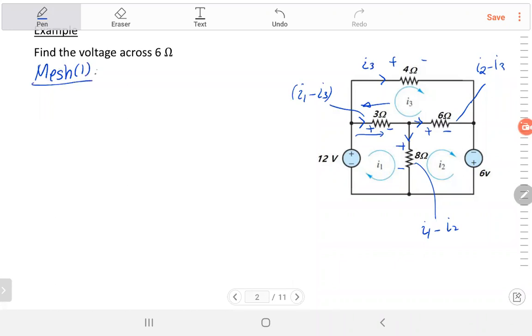Mesh 1 will write the Kirchhoff voltage law, as I explained in the simple one at the beginning of this lecture. You start with 12. 12 is like your reference. You are also free to choose whatever. 12, then you go with clockwise direction. You find that positive connects to positive, so minus this voltage. And this voltage is equal to 3 ohm times the current. And the current you already prepared for it is I1 minus I3.